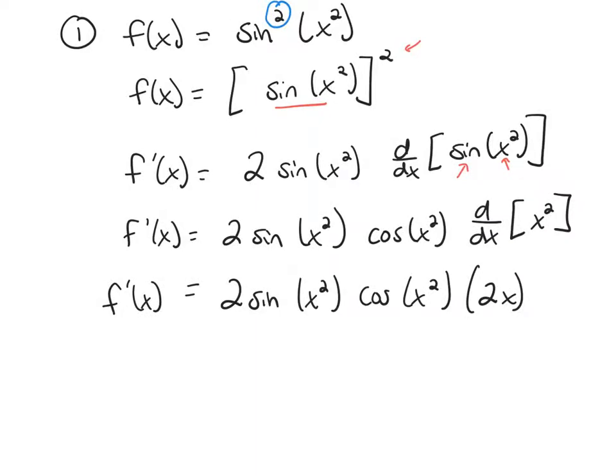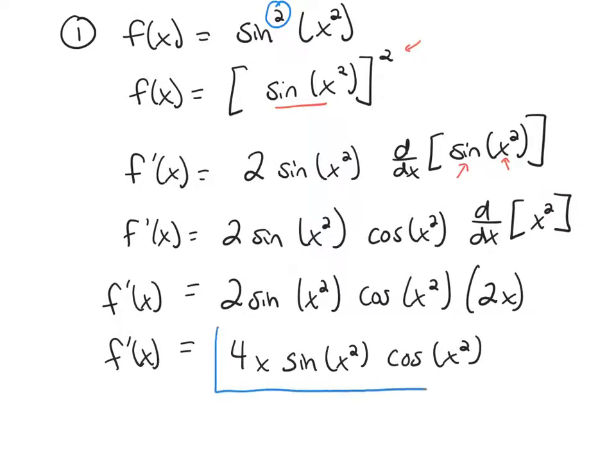You could simplify this if you want, make it look a little bit nicer: 4x sine of x squared cosine of x squared. And that is the derivative of that function.